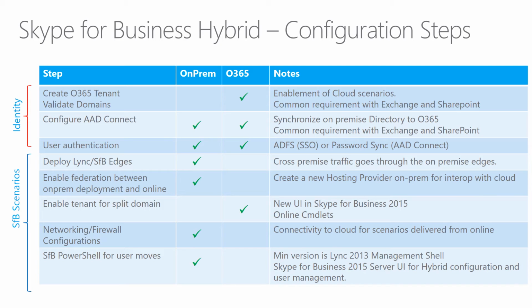You need to enable federation between on-premises and online, creating a new hosting provider for the on-premises environment. And then you need to enable the Office 365 tenant for split domain. In Skype for Business 2015, there is a user interface to do that, or you can do that through online PowerShell cmdlets. Like I said, be careful to have all your networking and firewall configuration in place for both server and clients, and you can use either PowerShell to move users to the cloud or the Skype for Business 2015 control panel.